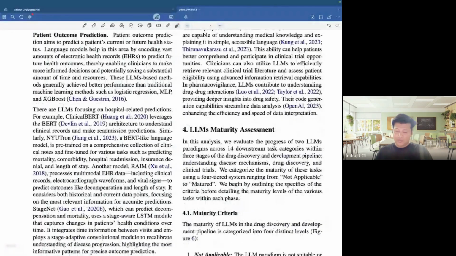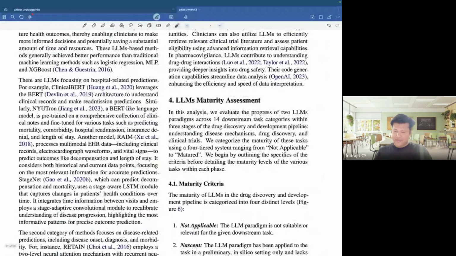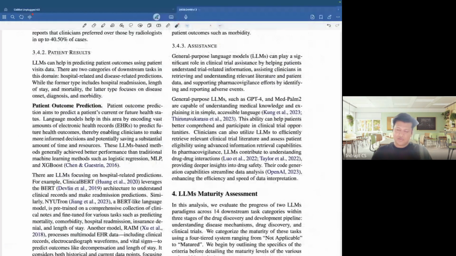And patient outcome and prediction is the last stage of the clinical trial process.